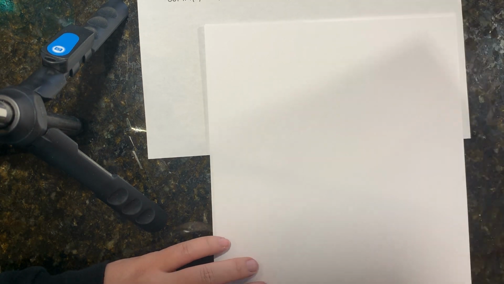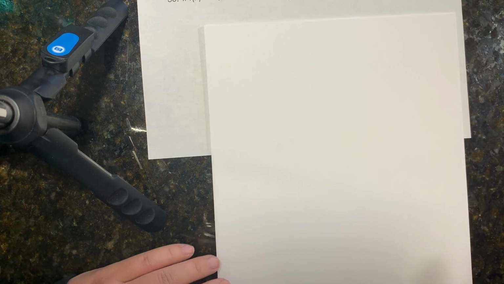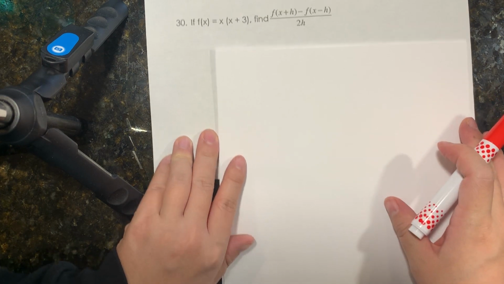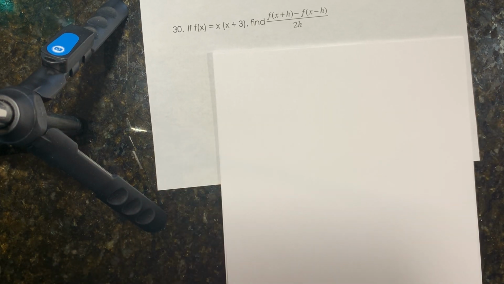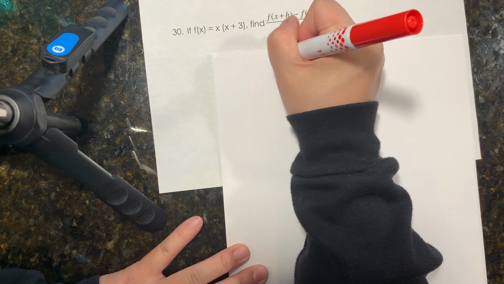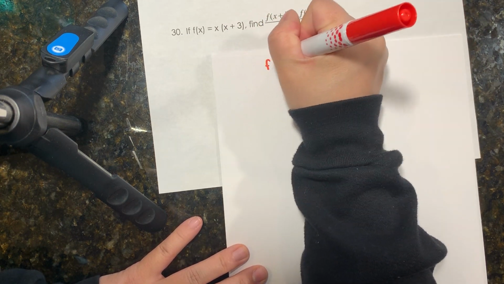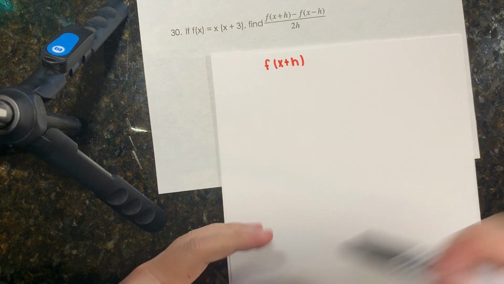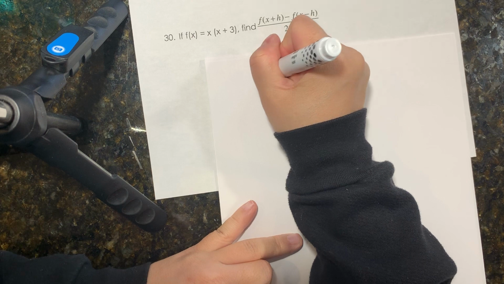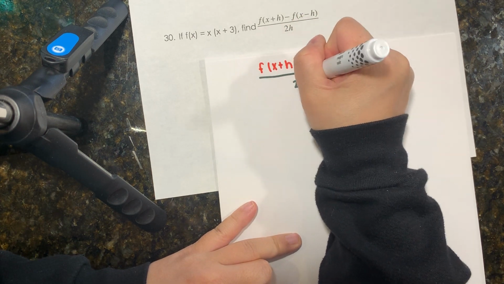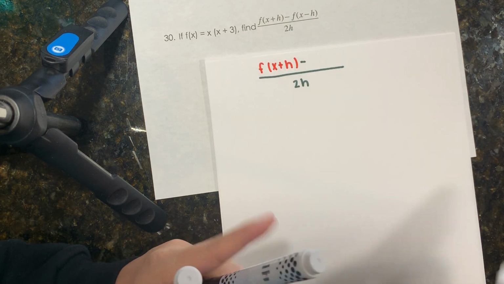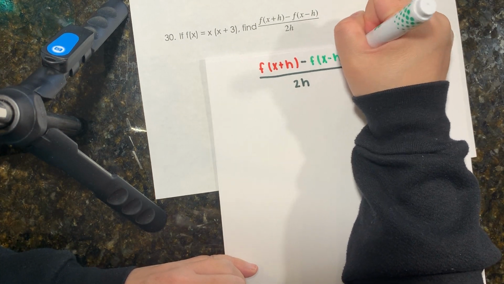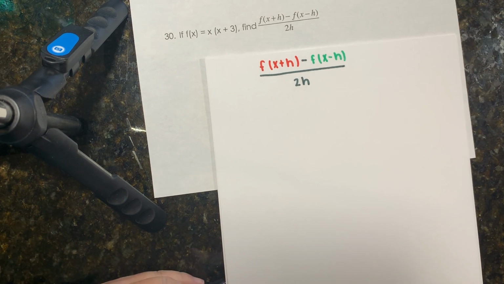And then finally, we are on number 30. And for this one, I'm going to use different colors to represent each of these pieces. So I have f of x plus h going to be represented in red, minus, and then over 2h is going to be represented in black, and then f of x minus h is going to be represented in green.